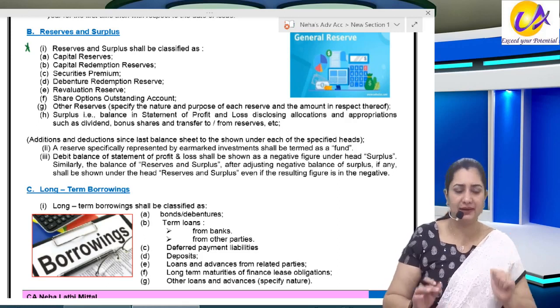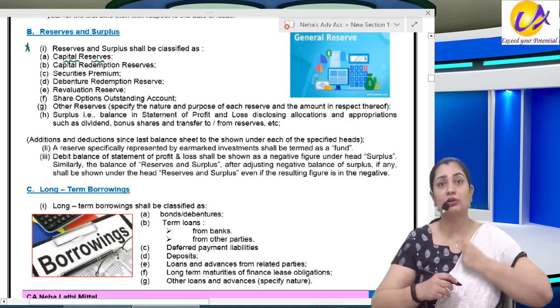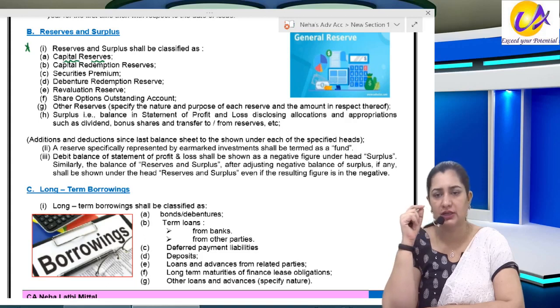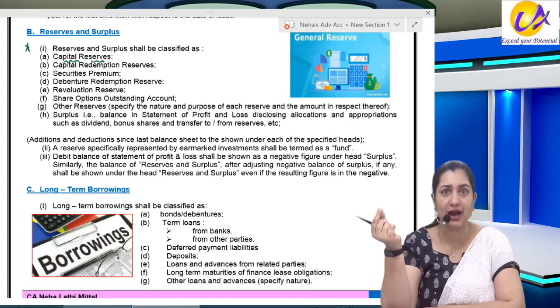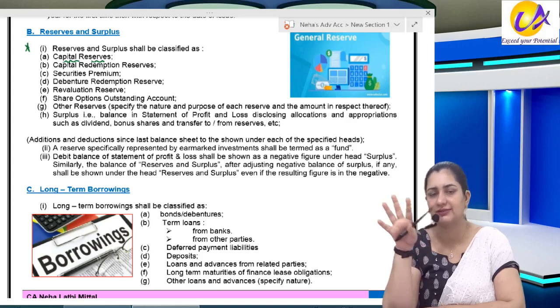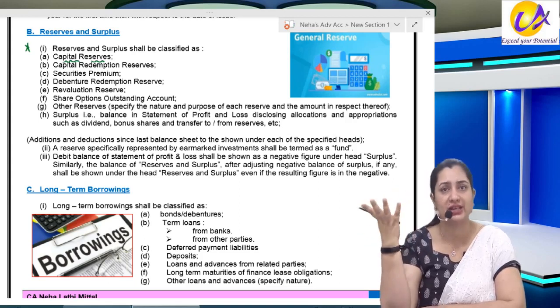First, capital reserve, which is out of capital profits. The best example for capital reserve: when you are reissuing your forfeited shares, the extra amount you receive over and above the face value, the profit that you have received, is called your capital profit. It is transferred here, to capital reserve. The profit on reissue of forfeited shares.